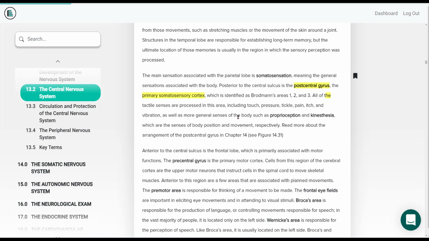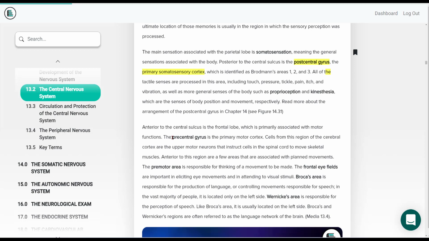This is the area where you're feeling all these things that come in from your body. So senses: the fact that you can feel pressure and touch and pain and vibration, all of those signals go up the spinal cord and go right to this region, the postcentral gyrus, and we'll see this as we go forward.